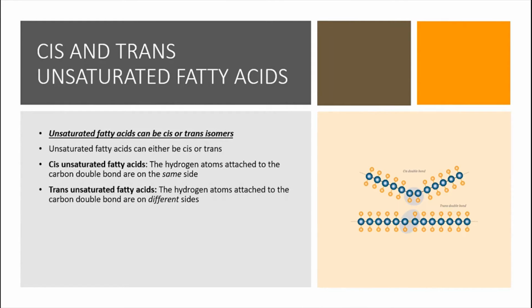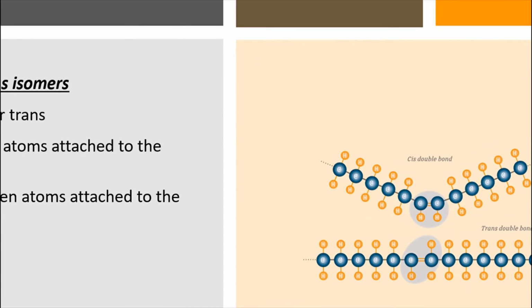So if we have a look at an image, this here is a cis double bond. And if we zoom in, you can see that this is an unsaturated molecule because of this double bond, and we refer to this as a cis unsaturated molecule because the hydrogens associated with that double bond are on the same side. Compare this to a trans unsaturated fatty acid. So it is still unsaturated because we have this double bond here, but the hydrogens associated with the double bond are on opposite sides. So we have one below and one on top.